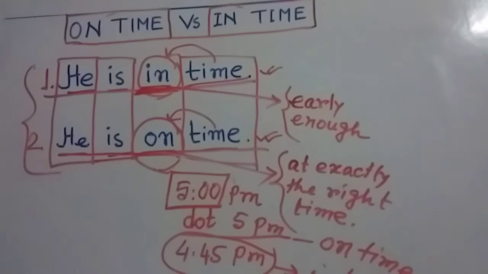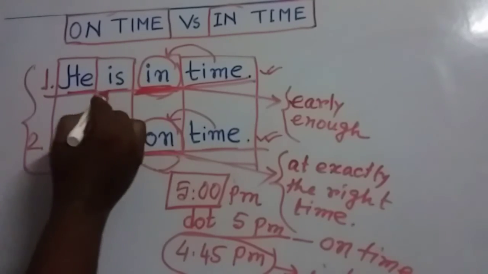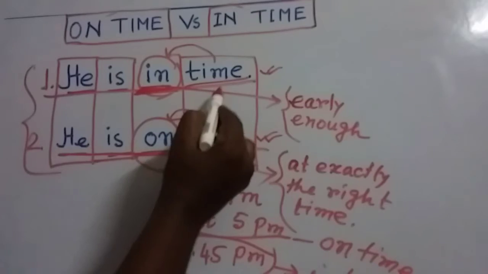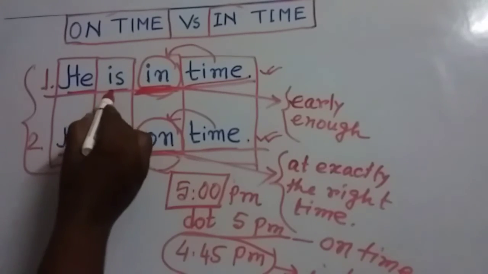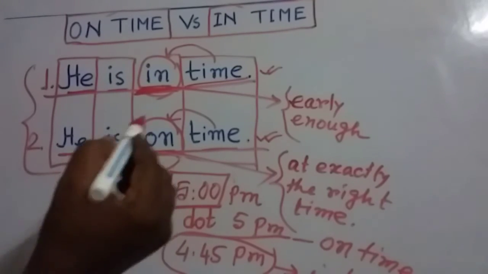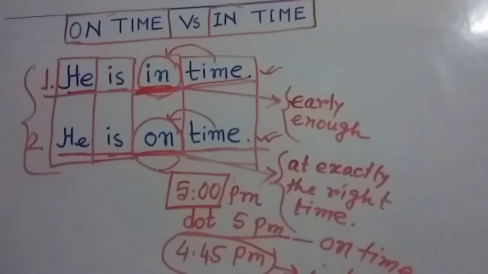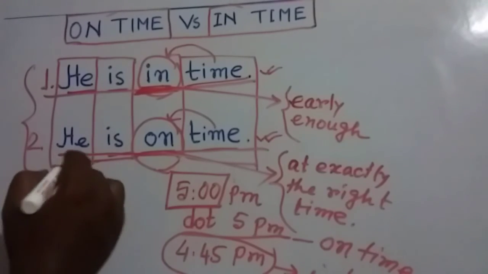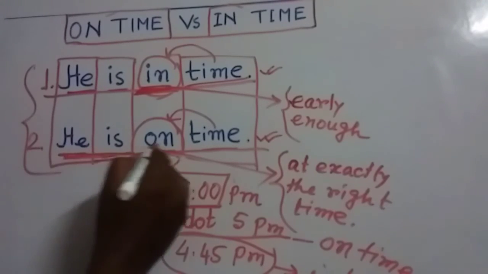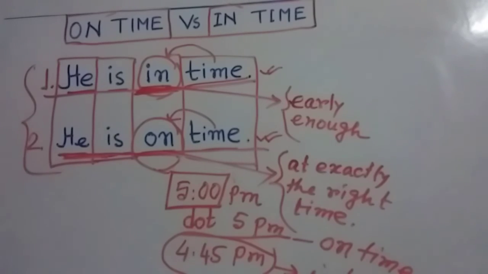So my dear friends, let's look at this example. First of all, in this sentence, "he is in time," it means he reached the place before the selected time or before the fixed time. And this person, he reached exactly at the right time, exactly at the pre-decided time.